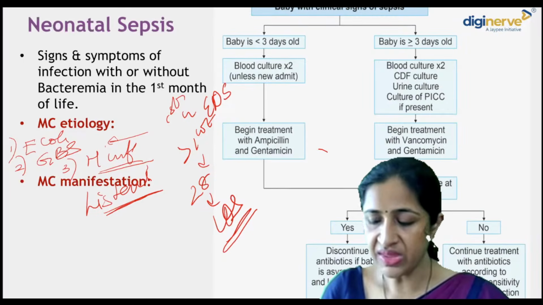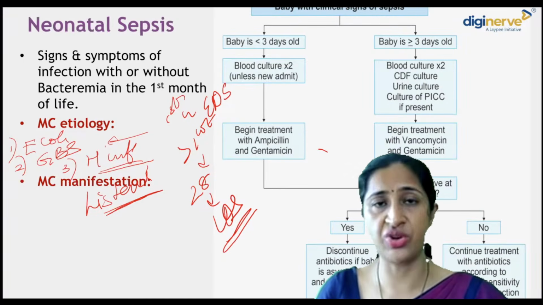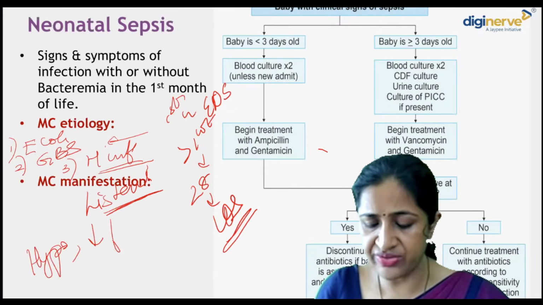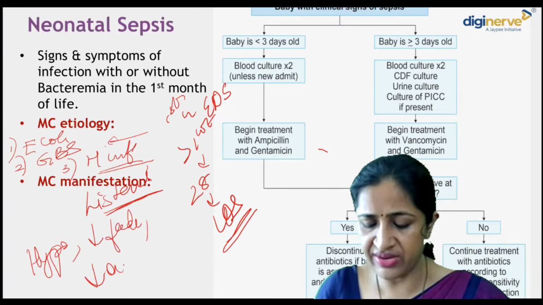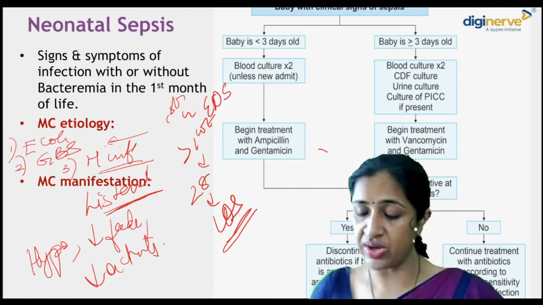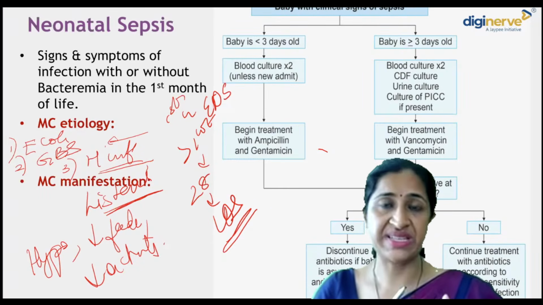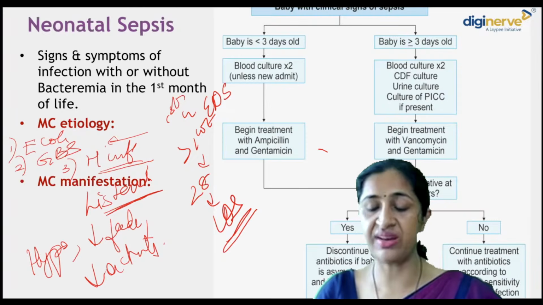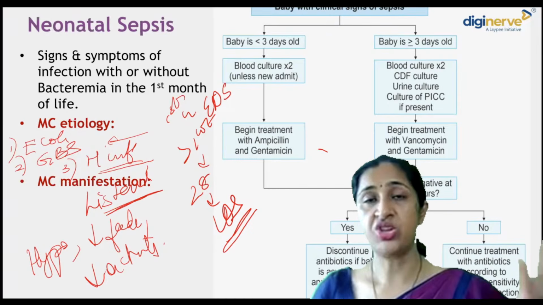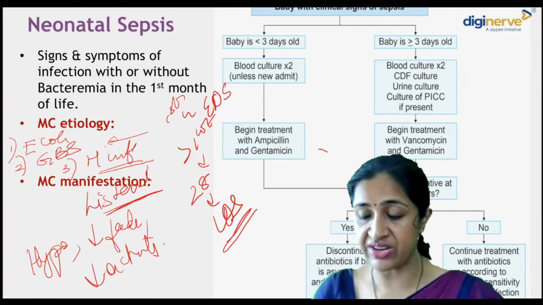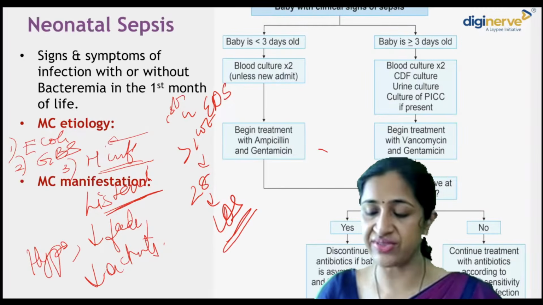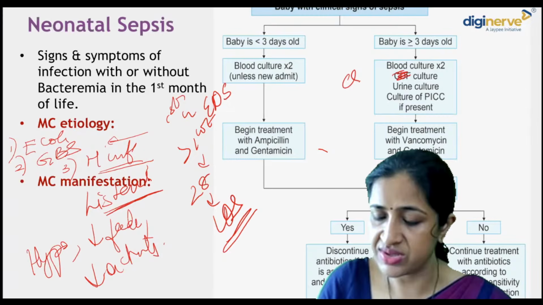Okay. What is the most common manifestation of neonatal sepsis? You can have hypothermia, you can have reduced feeding, reduced activity. All of these are most common manifestations of neonatal sepsis. How do you manage? If the baby is small, blood culture has to be taken. Start treating with baseline antibiotics like ampicillin and gentamicin. If the baby is older, you will take blood culture, and if you have a central line, a line culture, urine culture, and if you have signs of meningitis, a CSF culture. This is not CDF, this is CSF culture.